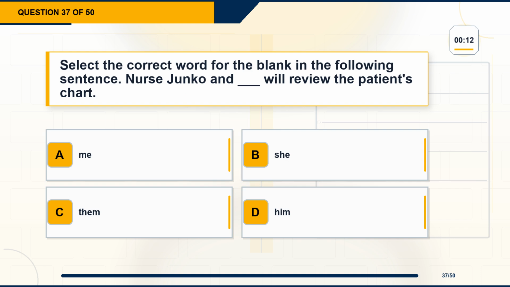Question 37. Select the correct word for the blank in the following sentence. Nurse Junko and blank will review the patient's chart. Option A, me. Option B, she. Option C, them. Option D, him.